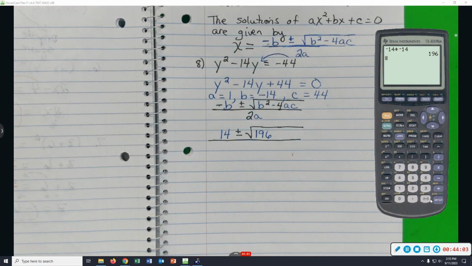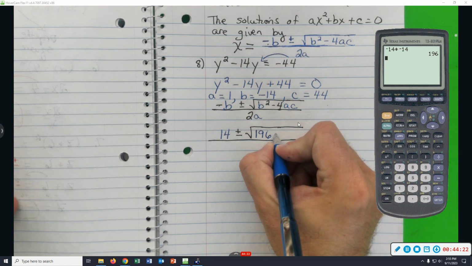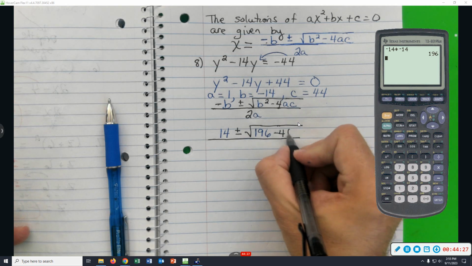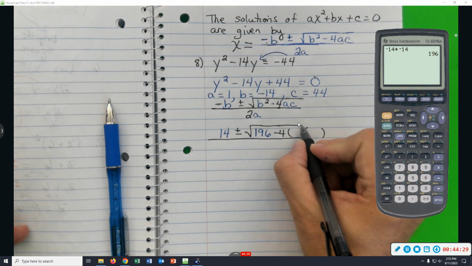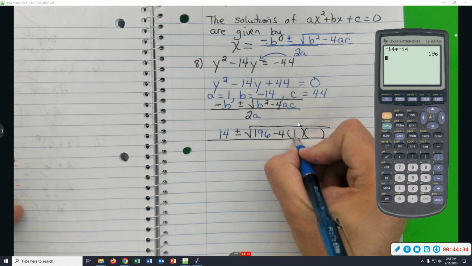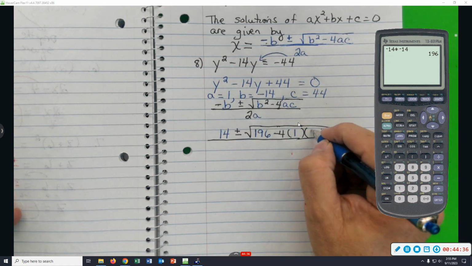Don't get too bogged down with all the operations. The 4AC, okay, I guess I'll write this one out. Minus 4 times A times C. A would be a 1. And what's C? 44?